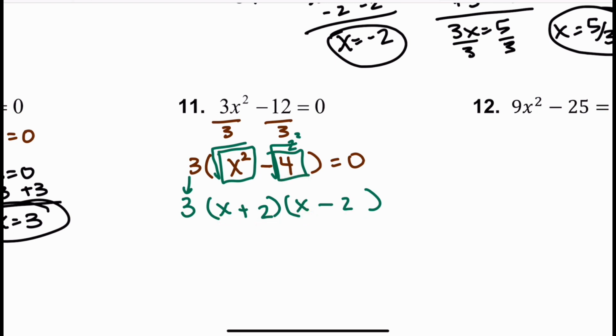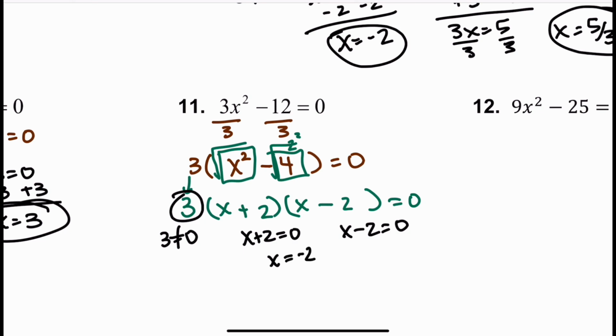Now let's set those equal to 0. 3 will never equal 0. So that's not going to be part of our answer. But we will take our x plus 2 equals 0 and our x minus 2 equals 0. And we minus 2 from both sides. We get x equals -2 and x equals +2.